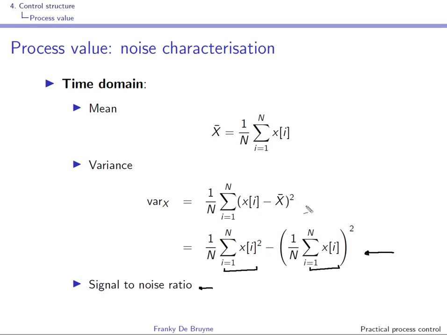very easily. If you use this formula, you'll have to compute the mean first and then compute the variance using this formula, but this will require 2 for loops. So this is the easiest formula to implement a moving variance or a moving standard deviation computation.